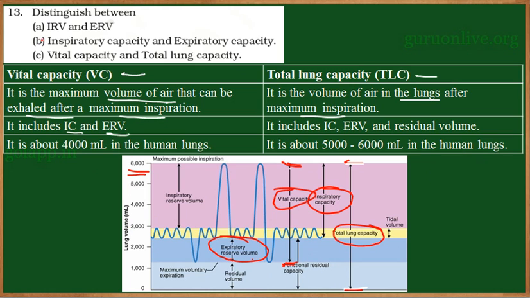So these are the differences between IRV and ERV, inspiratory capacity and expiratory capacity, vital capacity and the total lung capacity.